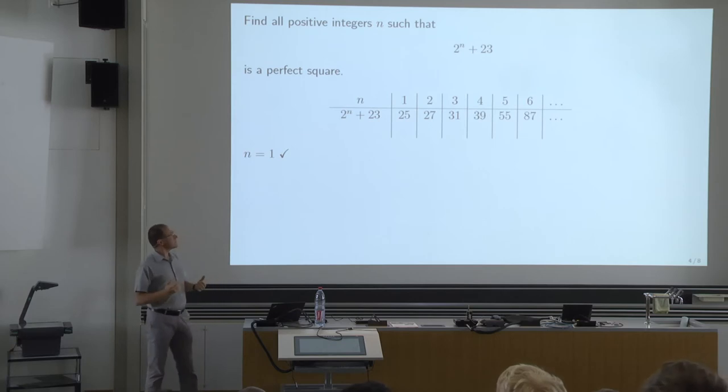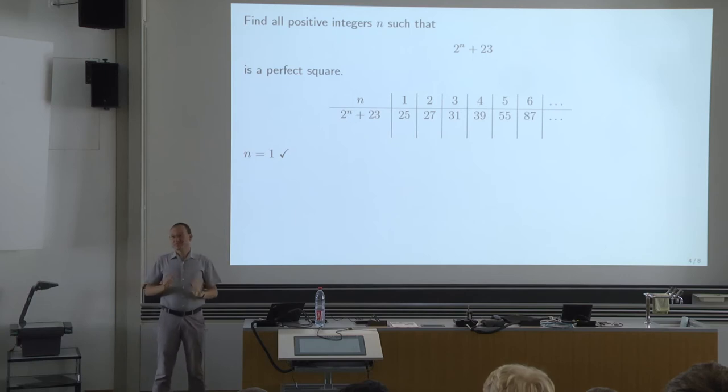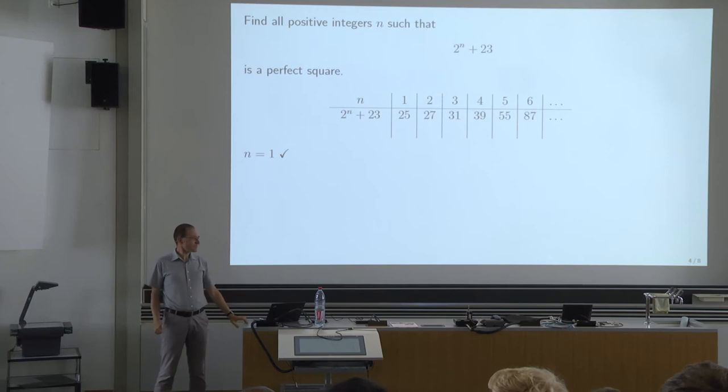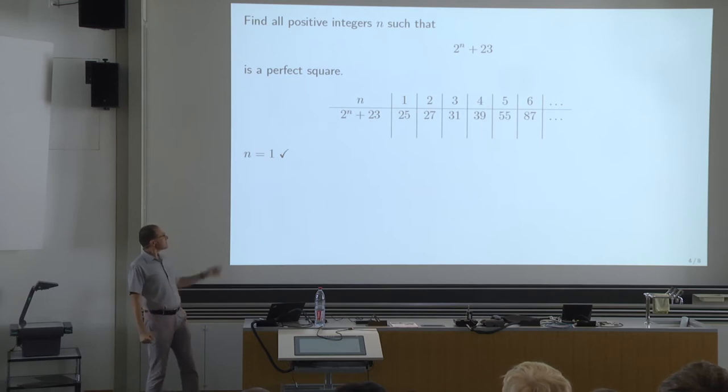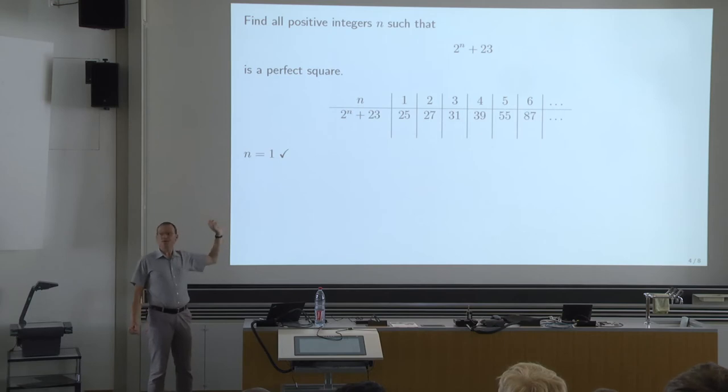N equals 13. So 2 to the 13 plus 23, you say it's a perfect square. In fact, it will not be a perfect square. Yes? So let's look mod 4. Let's look at this mod 4.